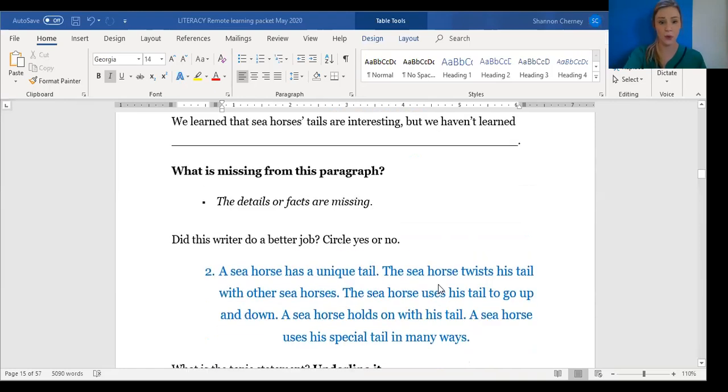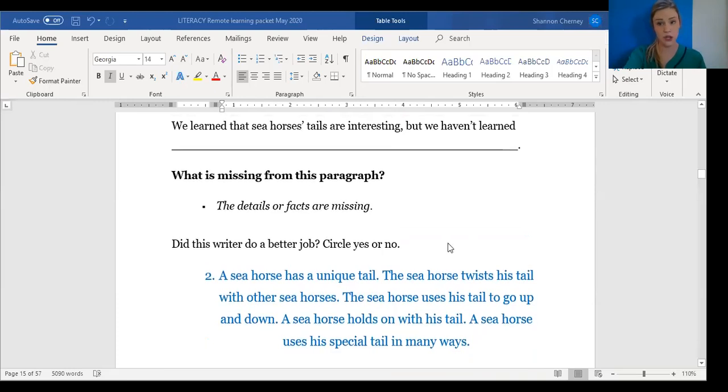Let's try another one. Does this writer do a better job? If they do, you're going to circle yes. If they do not, you're going to circle no. Let's read it. A seahorse has a unique tail. The seahorse twists his tail with other seahorses. The seahorse uses his tail to go up and down. A seahorse holds on with his tail. A seahorse uses his special tail in many ways. Does this writer do a better job? Circle yes or no.